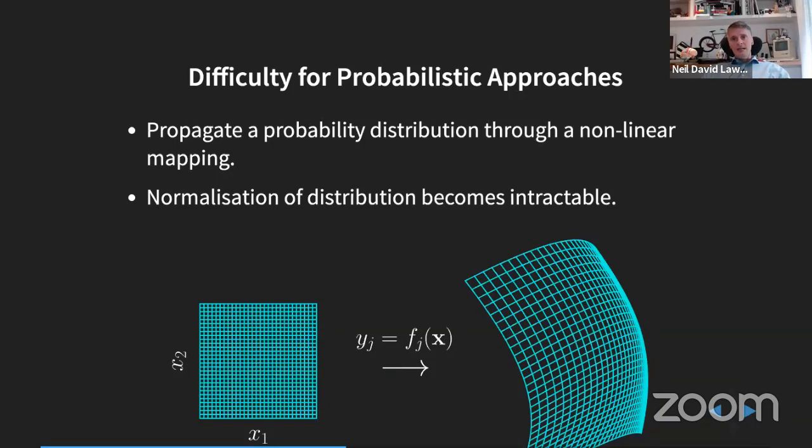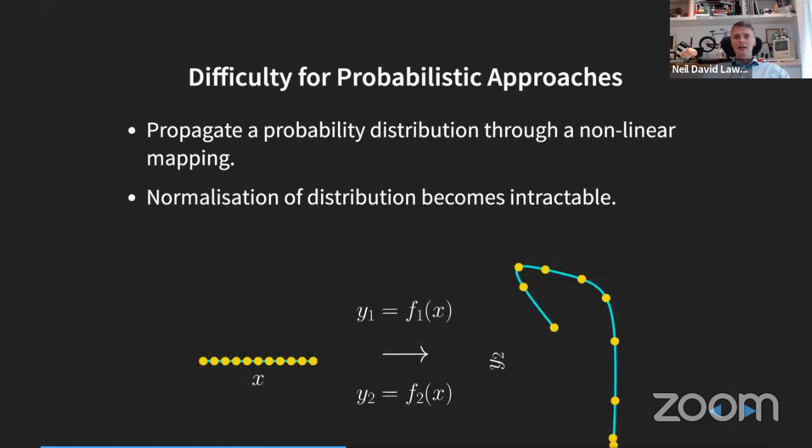If I put it through this nonlinearity, if I've got a Gaussian distribution in this grid here, it becomes non-Gaussian in this space, and that becomes intractable. And that's the sort of challenge. This is why these things are intractable.